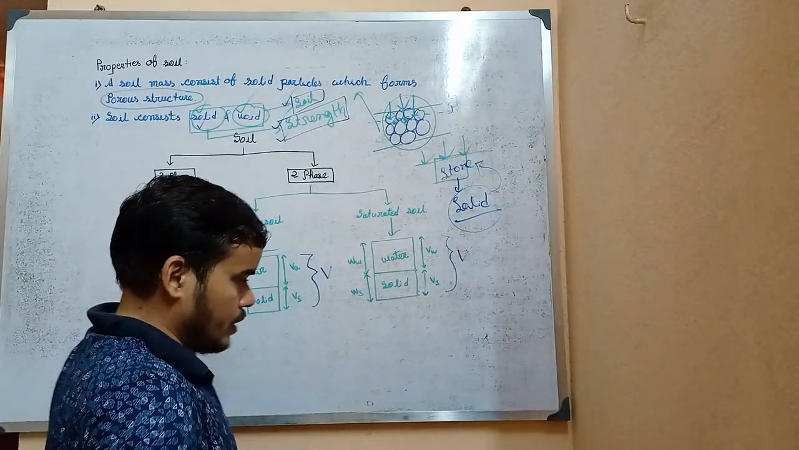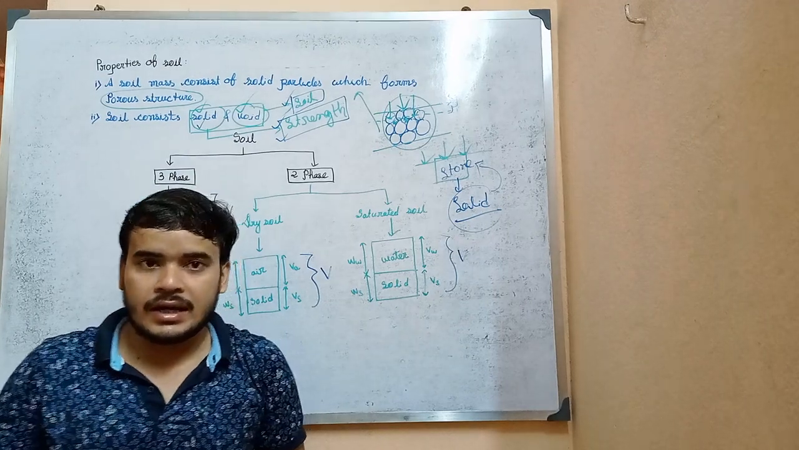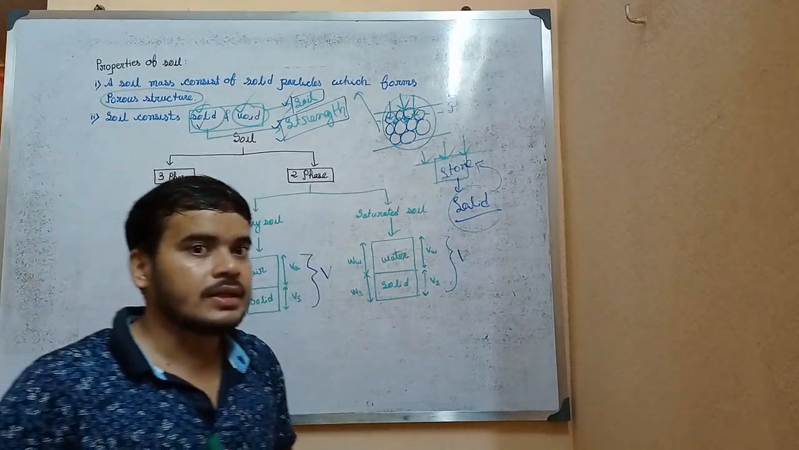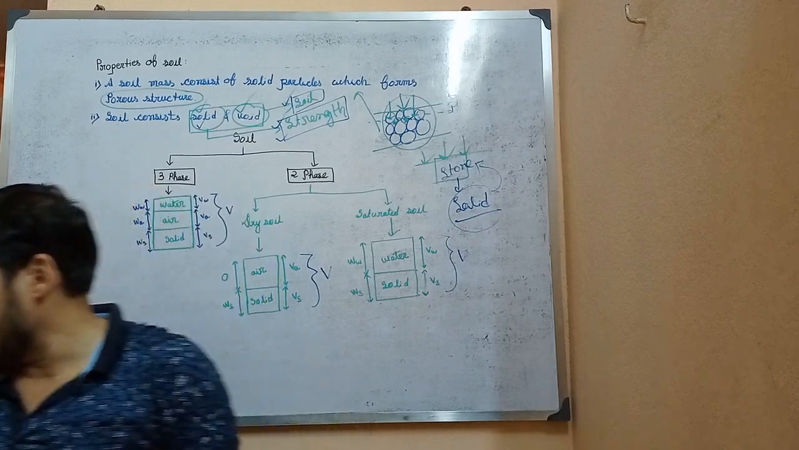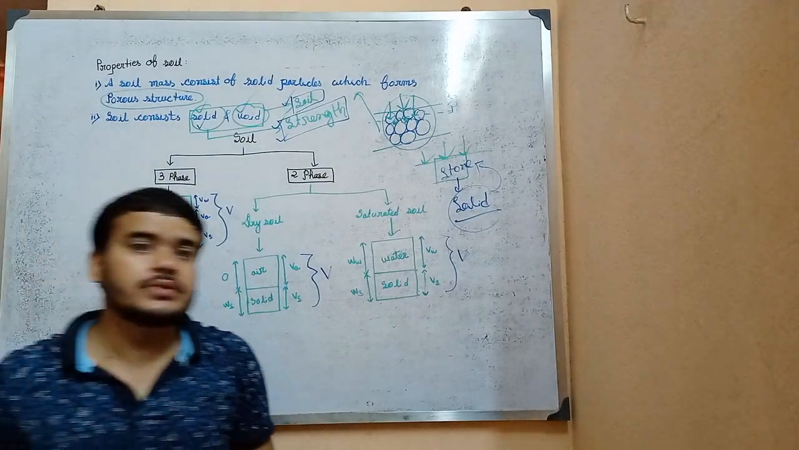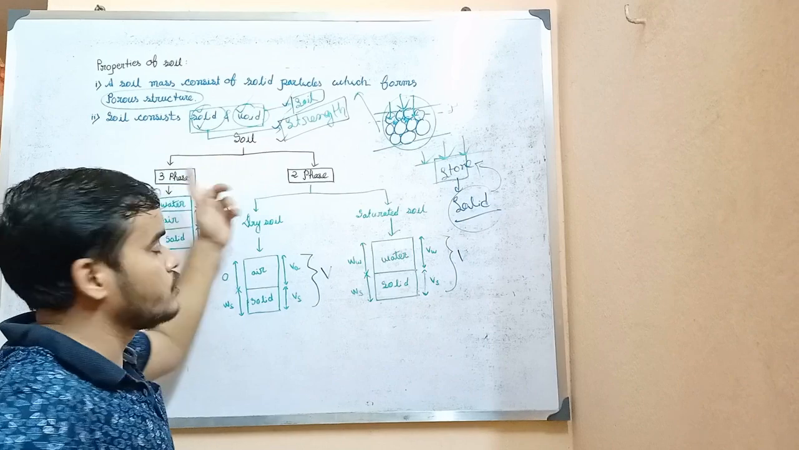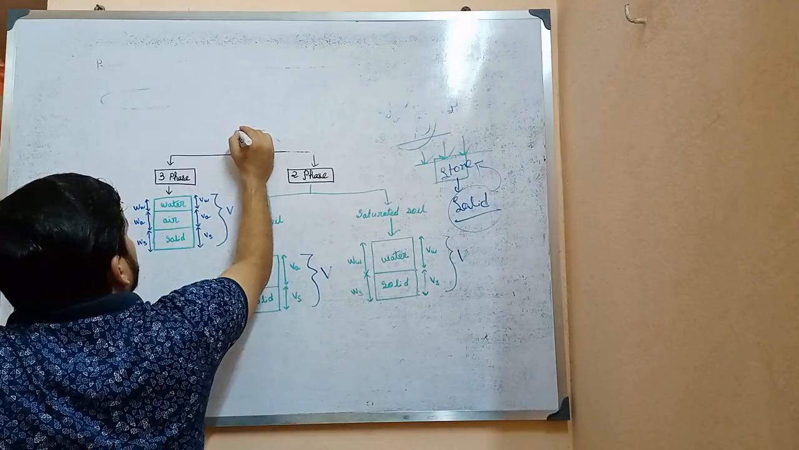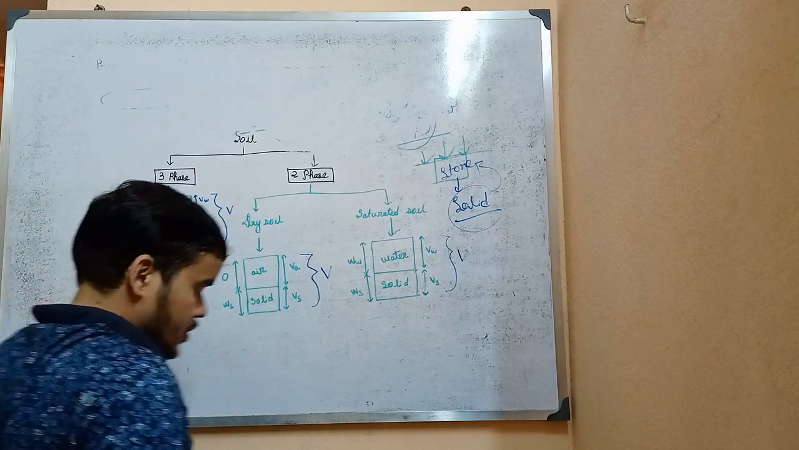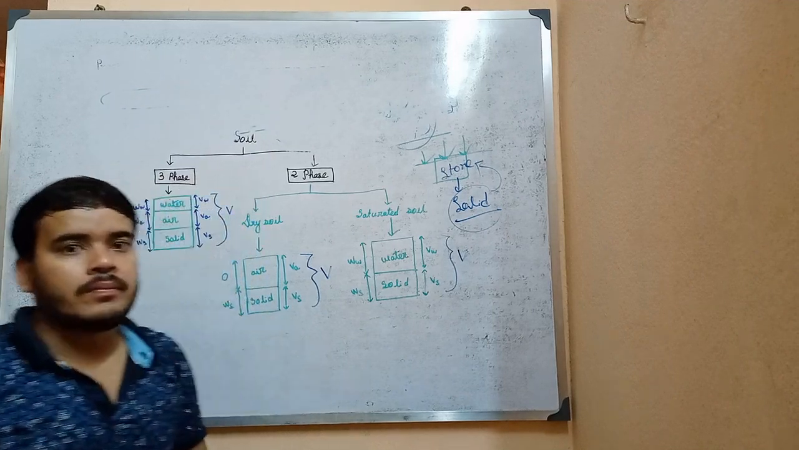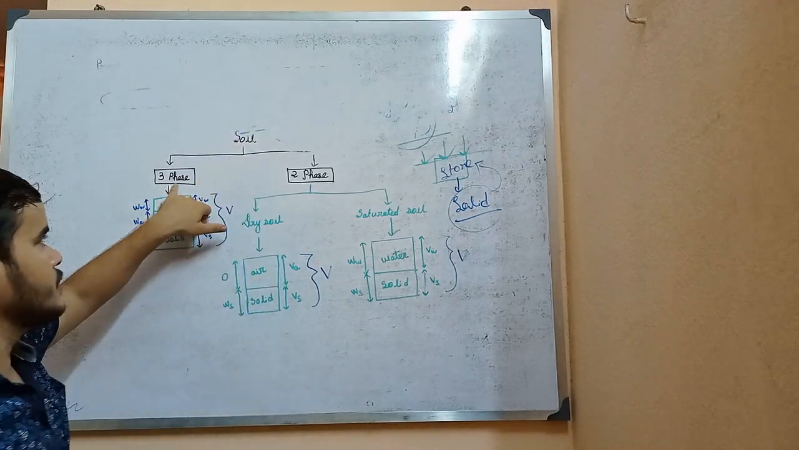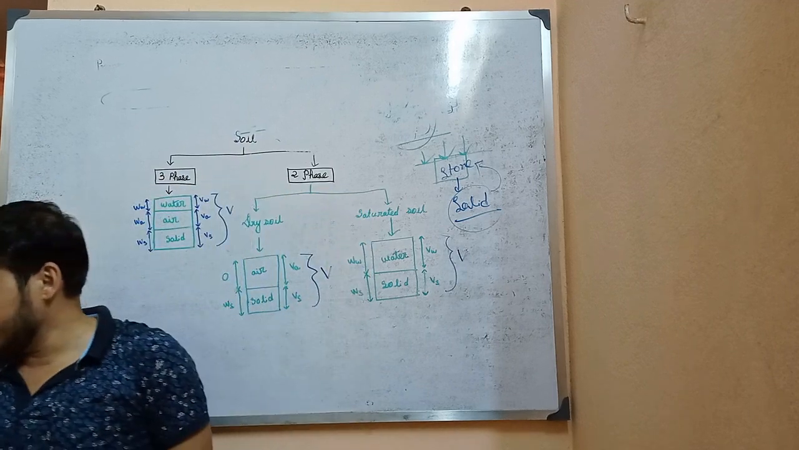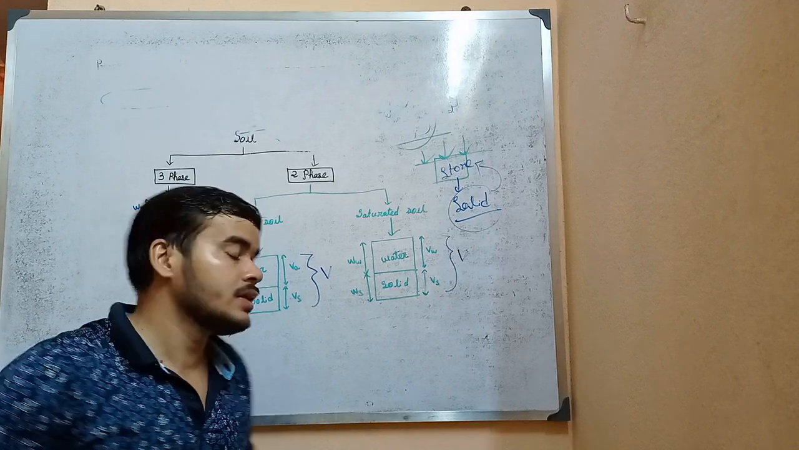Now, the first thing I think is clear, and now I am entering the next part. We have to distinguish soil by its two forms. We have to distinguish soil into two parts: one is three phase and one is two phase. And what does that mean, the three phase and two phase?